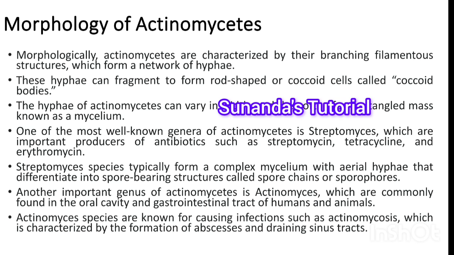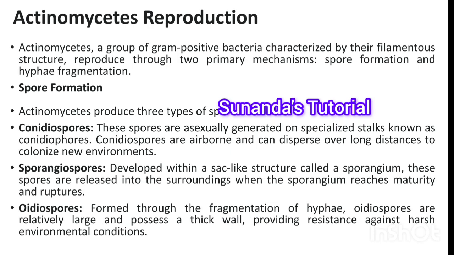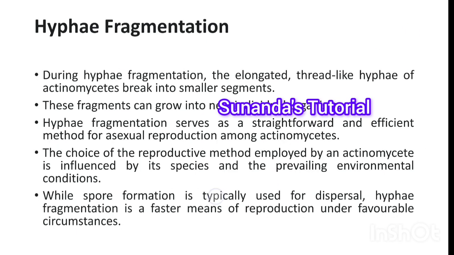In that disease, abscesses and draining sinus tracts are formed. These are some characteristics or symptoms of actinomycosis. So this is the name of that disease which is caused by Actinomycetes. Then reproduction. They reproduce by forming conidiospores, sporangiospores, and oidiospores. We have to remember the names of these spores. Then hyphae fragmentation.